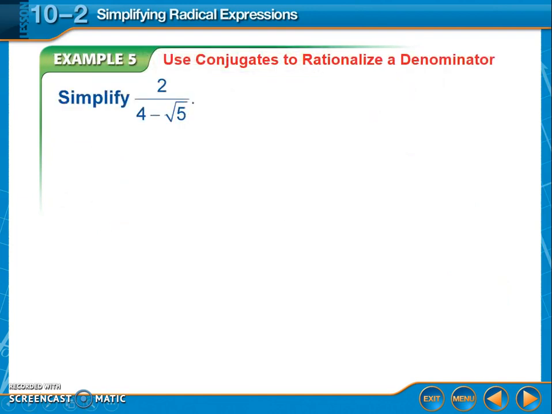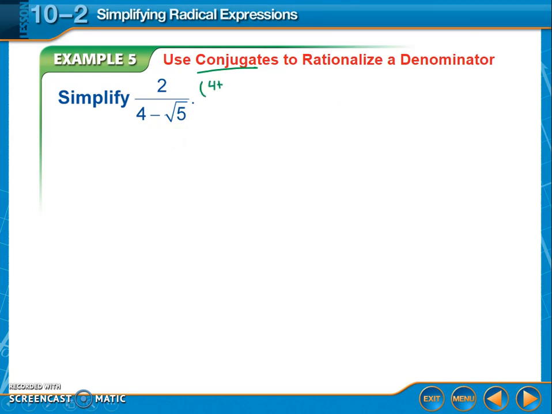Okay, if I want to simplify this one, it's not as easy to get rid of the denominator, because if I multiply this by square root 5, I'm going to end up having square root 5 and 4 when I multiply the bottom. So what I do is I multiply by something called the conjugate. And the conjugate, when you have a binomial, so 2 terms, is the opposite with the sign in the middle. So if this is minus, the conjugate is going to be plus. So if I multiply top and bottom by the conjugate, so that's going to be 4 plus the square root of 5. So let's see what that looks like.